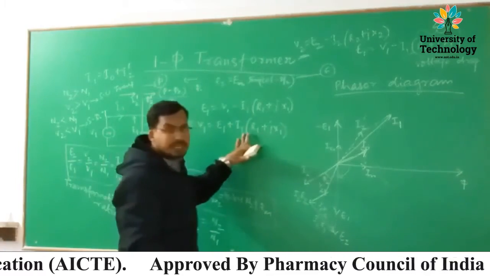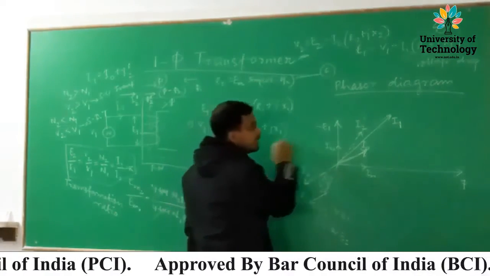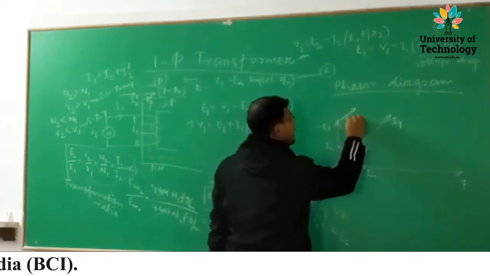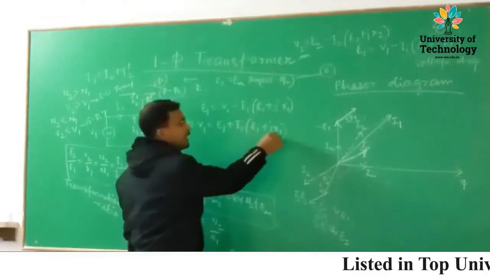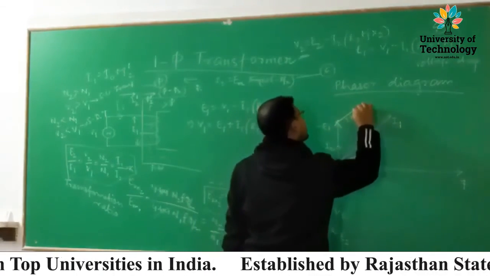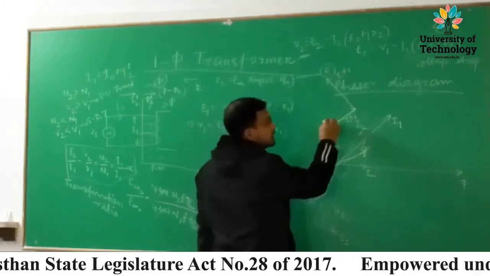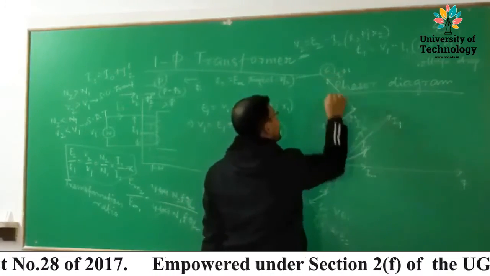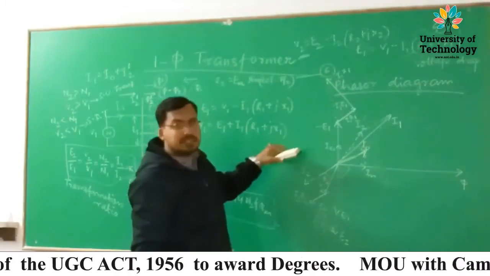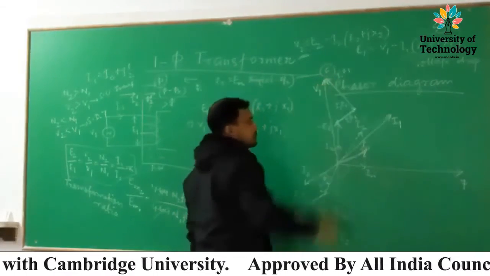To get this vector sum, we will draw the I1 R1 drop, which is a resistive drop. It is drawn parallel to I1, starting from E1, that is I1 R1. Now I1 X1 is a reactive drop which is perpendicular to this I1 R1, so we can draw it in this way as I1 X1. The resultant of these two is I1 Z1, and the resultant of E1 and I1 Z1 is the voltage V1.